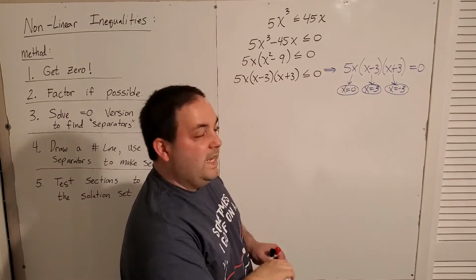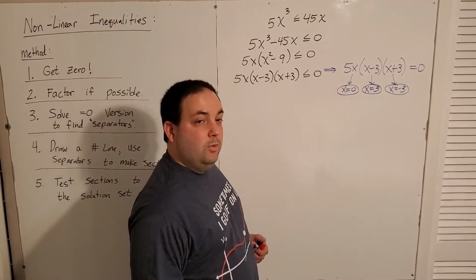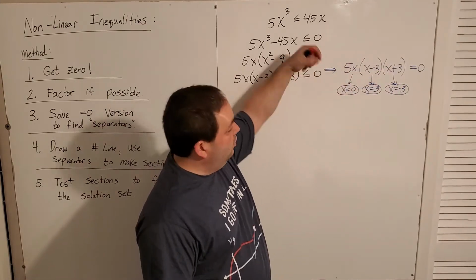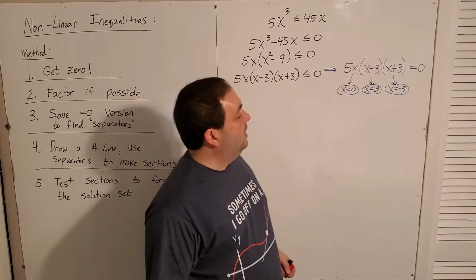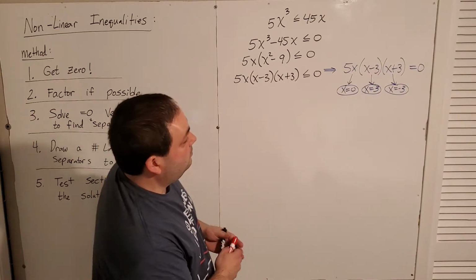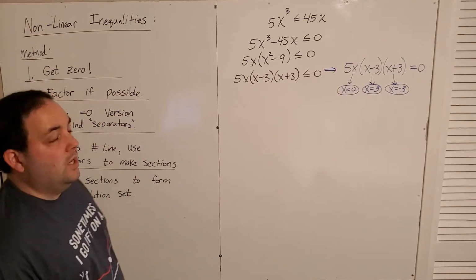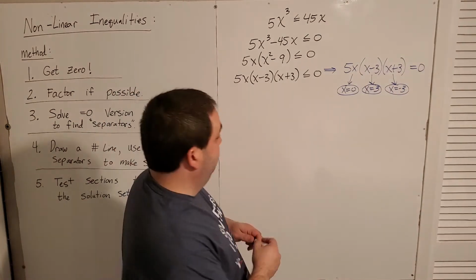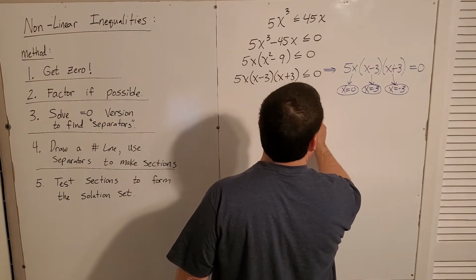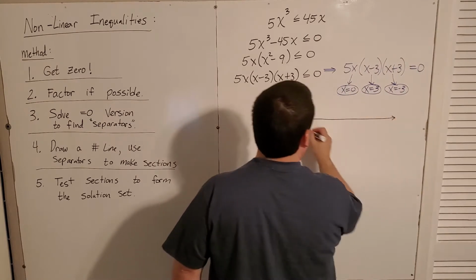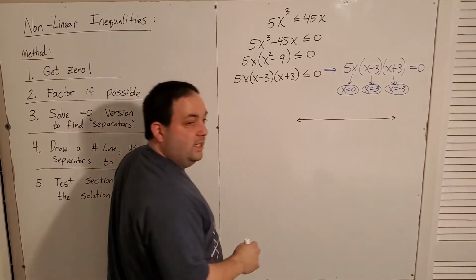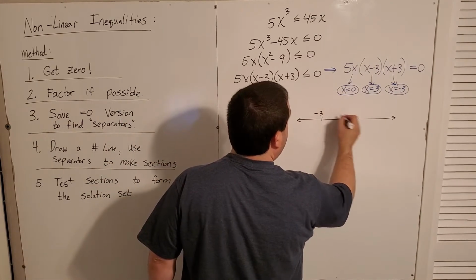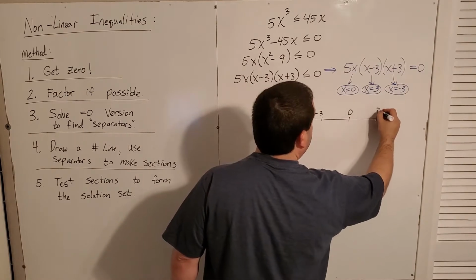And all I'm doing is I'm setting each one of those pieces equal to 0, much like we did way at the beginning of the course, right? When you're solving something equal to 0 and it's just factors, you could set each piece equal to 0. And that's how I'm getting those particular solutions. Okay, well now those numbers are my separators, meaning I'm going to draw a number line. And I'm going to put these numbers in order on that number line. So negative 3, 0, positive 3.